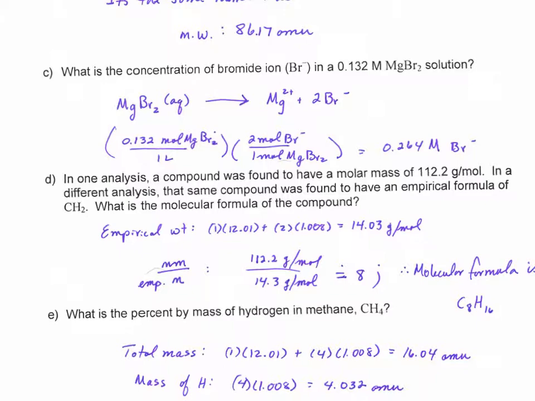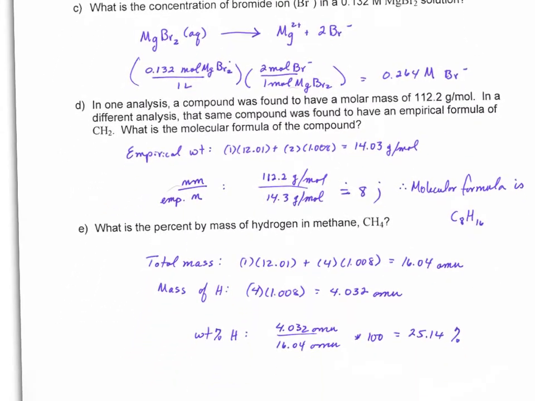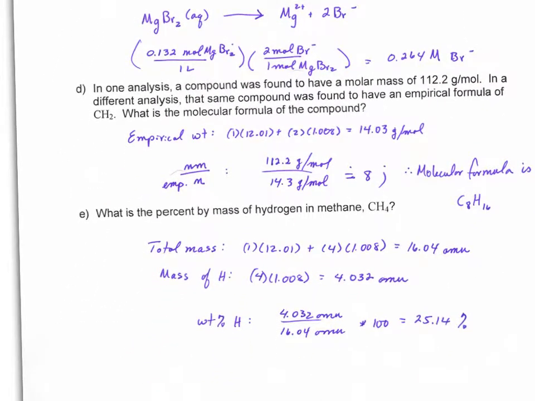So the next one, given the compound methane, 1 carbon and 4 hydrogens, basically focusing on the hydrogen, what is its weight percent? There's a couple different ways to work that, and actually this is one of the few sections where you didn't have to show all of your work. But basically you need to have the mass of the hydrogen, 4 times 1.008, divided by the total mass, which in this case is 16.04, times 100 to get it parts per 100.